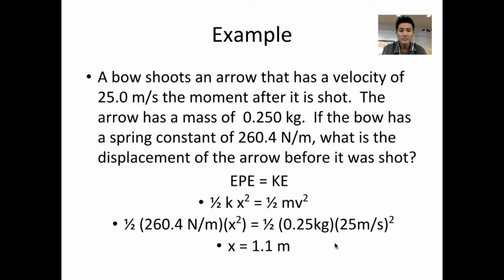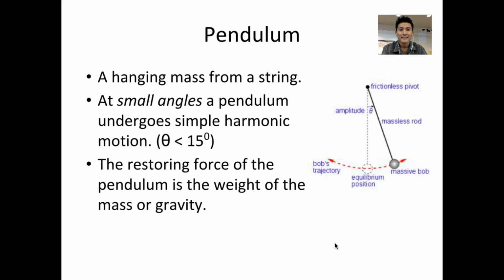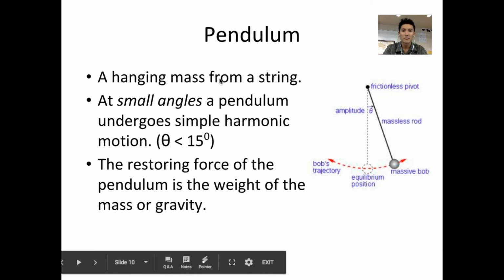in order to attain that kinetic energy, that velocity. And like I mentioned earlier, the other really good example of simple harmonic motion are pendulums. And pendulums are always really cool to play with. You see them swinging back and forth. And so a pendulum is whenever you have a hanging mass not from a spring, but from a string.